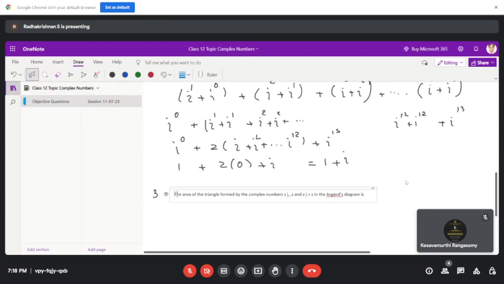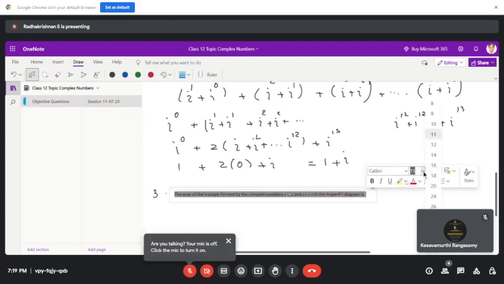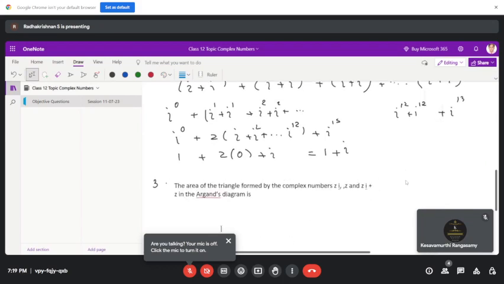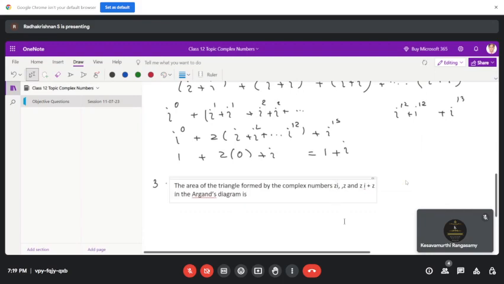Okay, so I think the font size needs to be increased. Okay. So there are options given, but let's not worry about the options. So just let's try to get the value here. iz plus z, z and iz plus z. z, iz, z plus iz. z, iz, iz plus z. So anyway, it's the same. Okay.